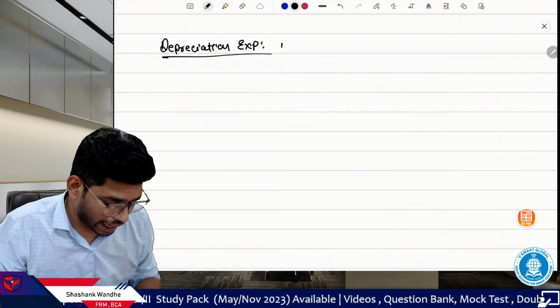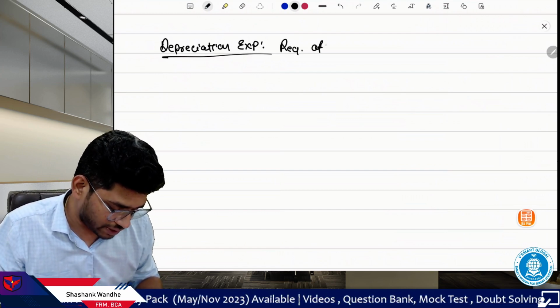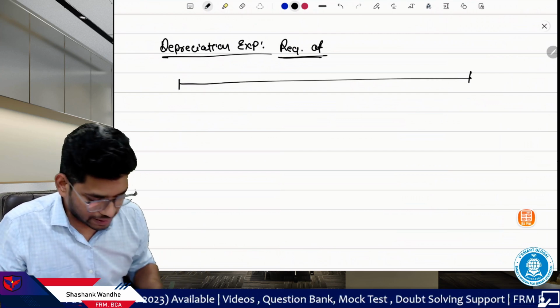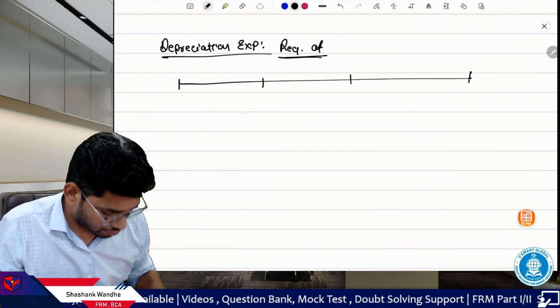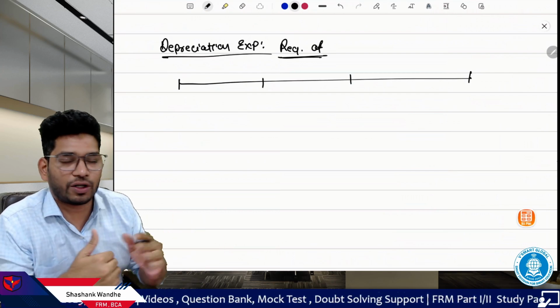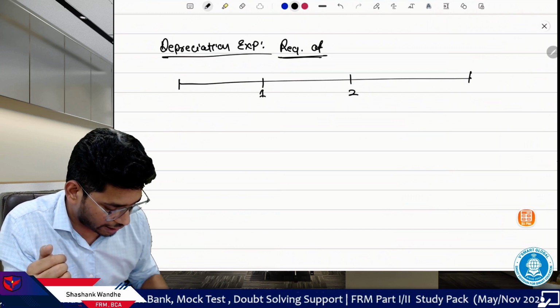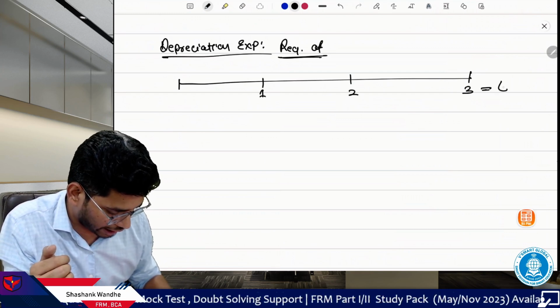First thing is the requirement. What is the requirement of depreciation expense? Let's assume a scenario. I'm starting a business and I'm able to project the revenues for the next 3 years. So this is the end of the first year, second year, and third year. This is your timeline.